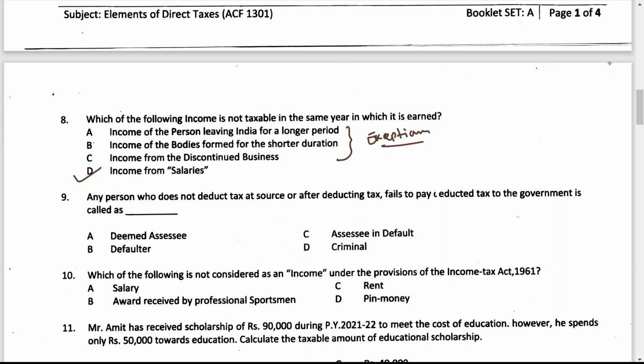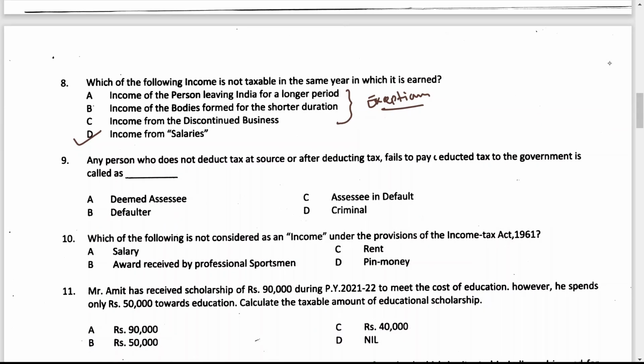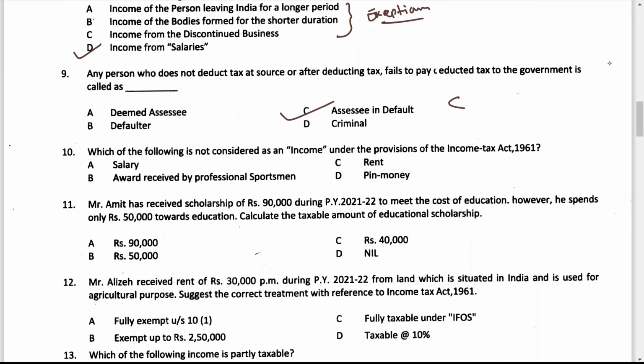Now next one: any person who does not deduct tax at source, or after deducting tax fails to pay the deducted tax to the government, is called an assessee in default. This is a simple one, because he has made a default. So that is why he is known as assessee in default. So C will become your answer. Now next one: which of the following is not considered as income under the provisions of Income Tax Act 1961? Salary is income, rent is also income, an award received by a professional sportsman is also income. Pin money is not considered as income. So here D will become your answer.